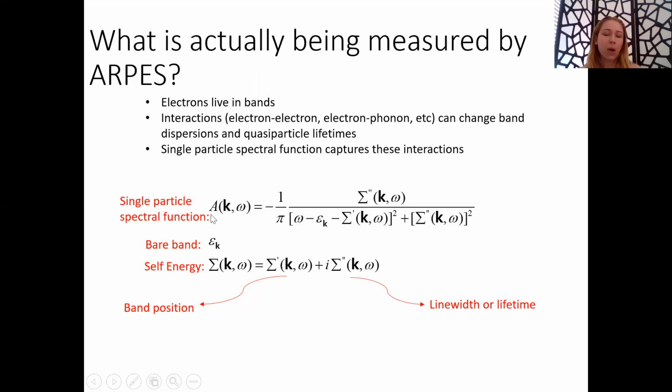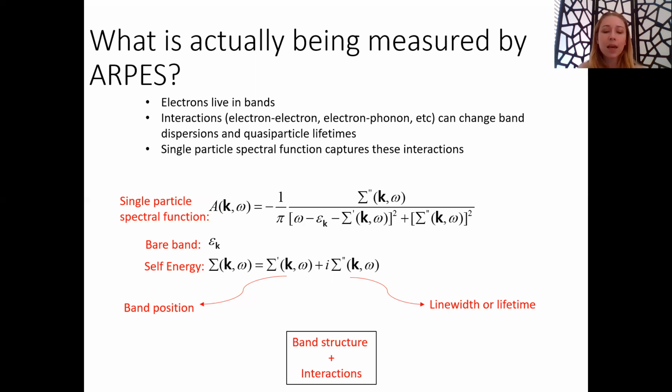So this is what the equation for the single particle spectral function looks like. It has a number of components. It has the bare band, which is just energy versus K. And this is how electrons would move around if there were no interactions. But there are interactions, and the interactions are captured in the self energy, which has the real part and the imaginary part that are Kramers-Kronig related to one another. And the real part of the self energy tells you how interactions affect band position. So, for example, how they make a band flatter, how they introduce wiggles into a band. And the imaginary part tells you how these interactions affect the line width or the lifetime.